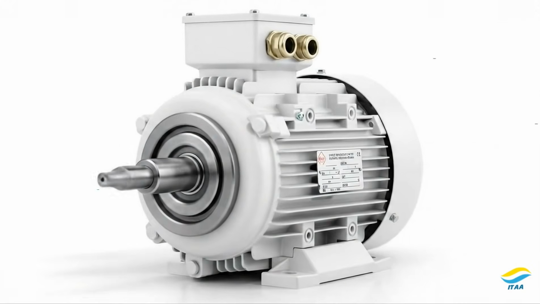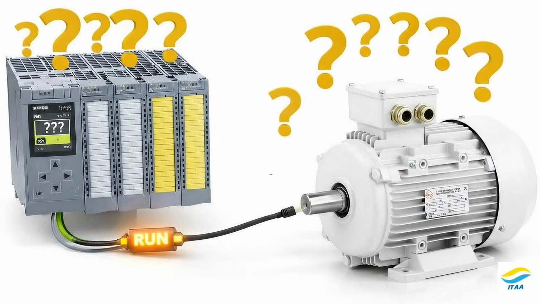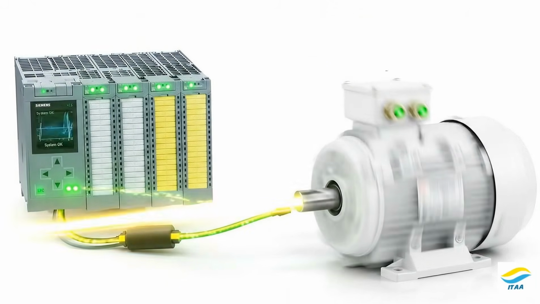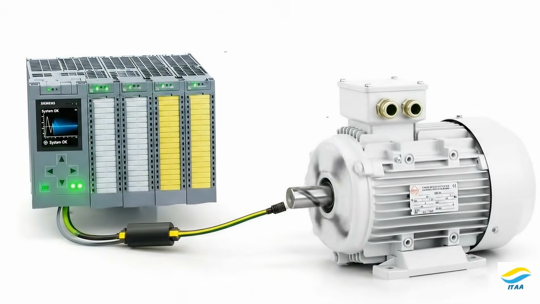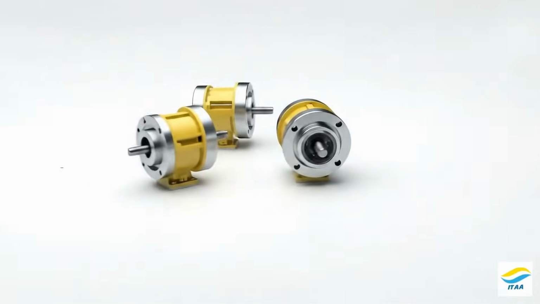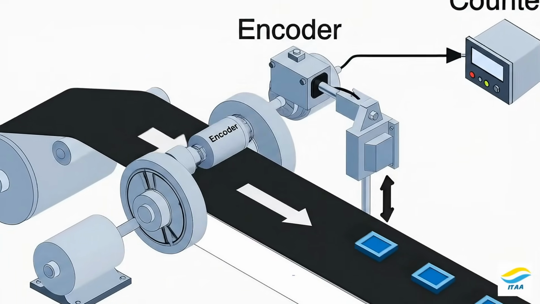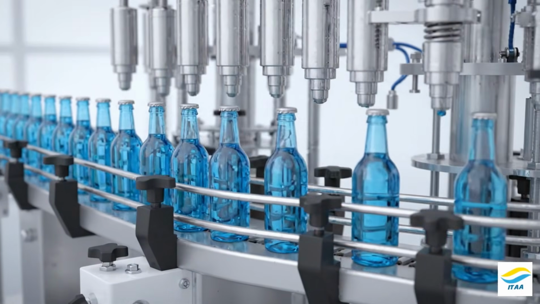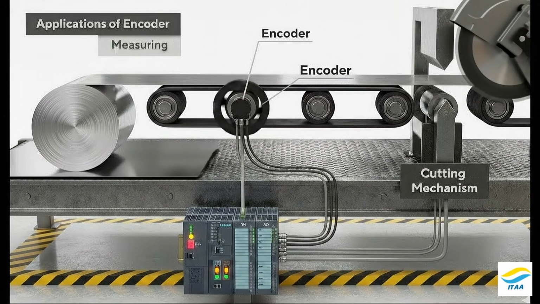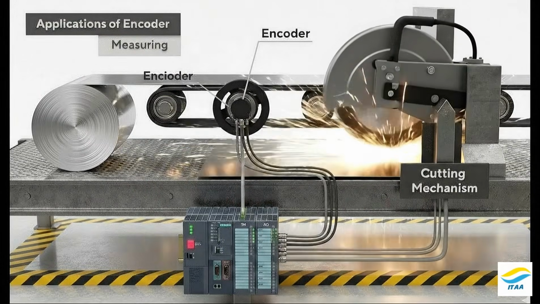How does a machine know how fast it's spinning? How far something moved or when to stop at a perfect position? The answer is simple: an encoder. An encoder is a sensor that tracks the motion. It measures things like position, speed, and distance, and it sends the information to controllers like PLCs.